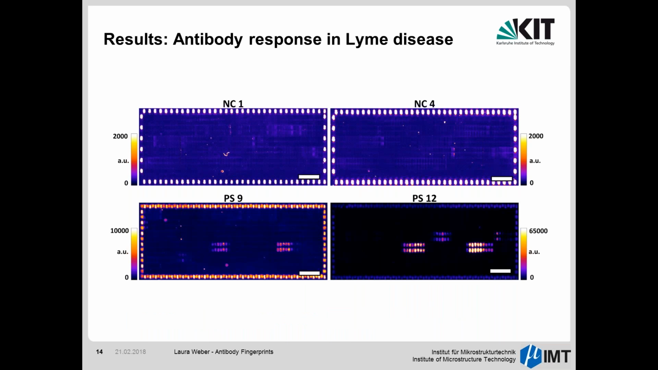This figure shows original scans of 2 Lyme disease patients and 2 negative controls as example. In total, 7 negative controls were incubated on arrays, and minimal to no interaction was observed.